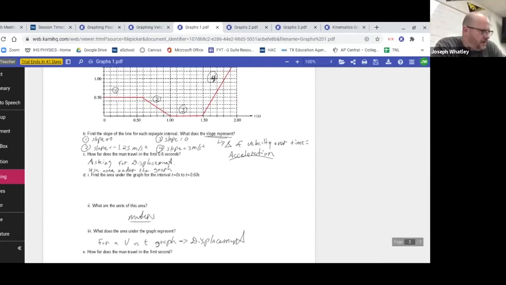D, part 2: what does the area under the graph represent? And I put again, for a velocity versus time graph, displacement. So a lot of these questions are all kind of hammering into you that in a velocity versus time graph, the area under the graph is displacement.